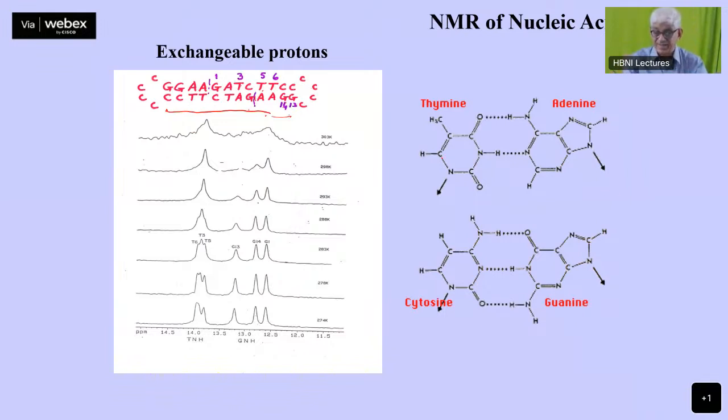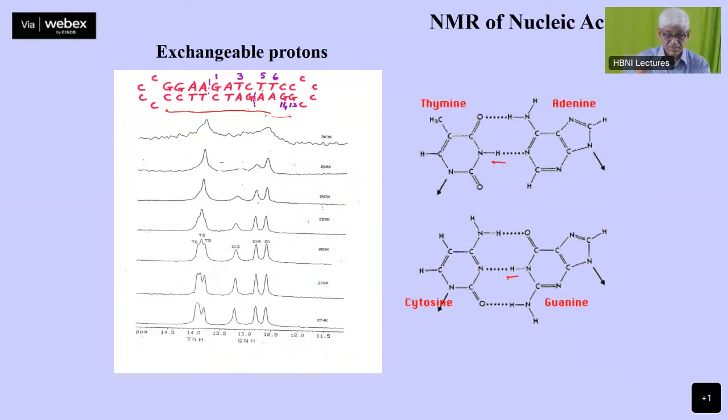And here the AT base pair and the GC base pair are indicated. In the AT base pair, what we are seeing is this iminoproton, and in the GC base pair, what you are observing is this iminoproton. The aminoprotons which are present here generally are not seen. They exchange quite rapidly, especially when you are at neutral pH, around pH 7. Often you don't see this. So you will see the iminoprotons only.